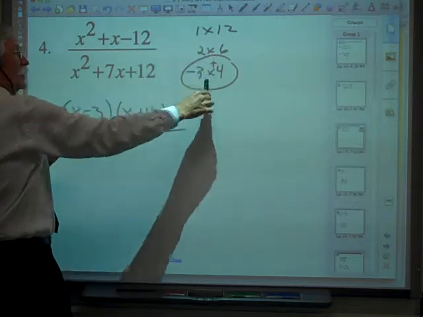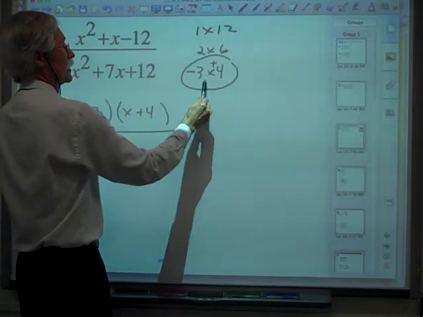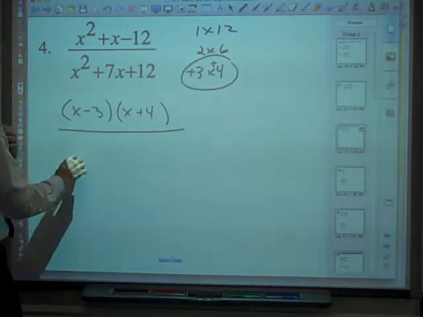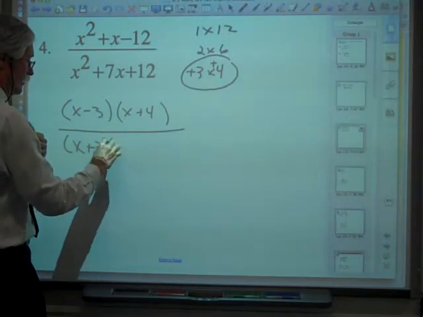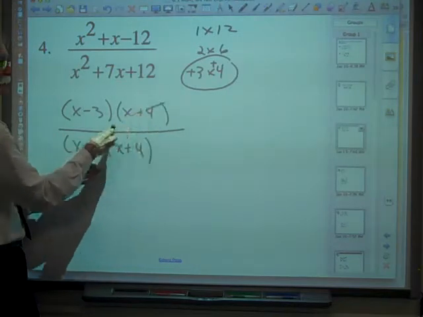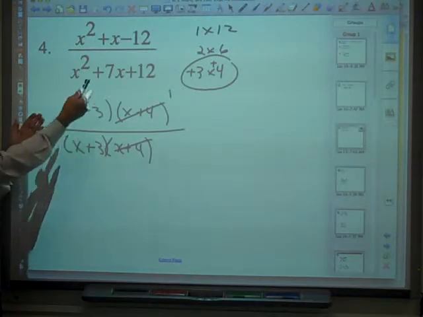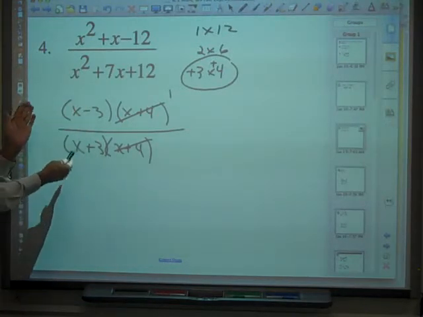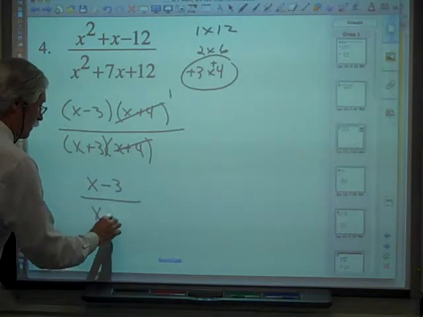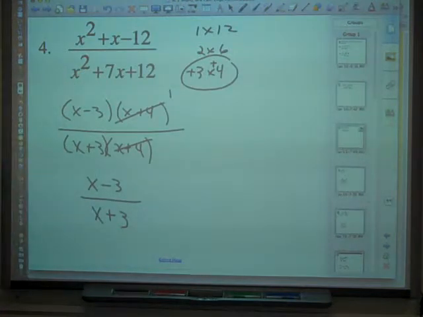Now, what can multiply and make 12 and add and make 7? How can we get 7 out of these guys? Same ones, right? Can those make 7 if it's plus plus? And then x plus 4, x plus 4. X plus 3, x minus 3? No, they have to be exactly the same before you can cancel them. And those are, so don't touch those. You're left with x minus 3 and x plus 3, and that's good. Stop there.